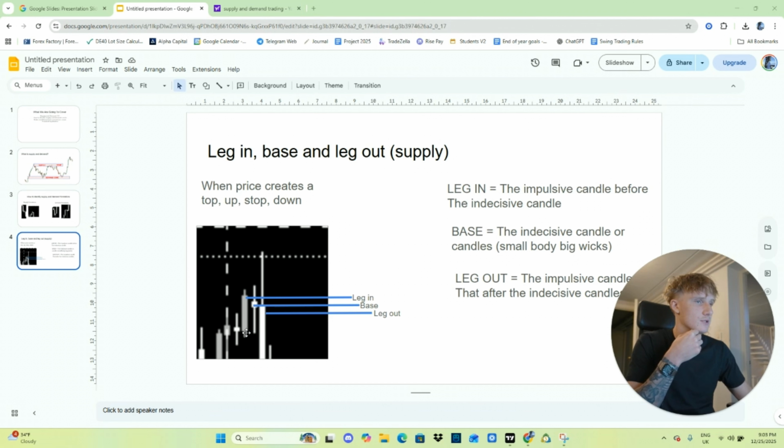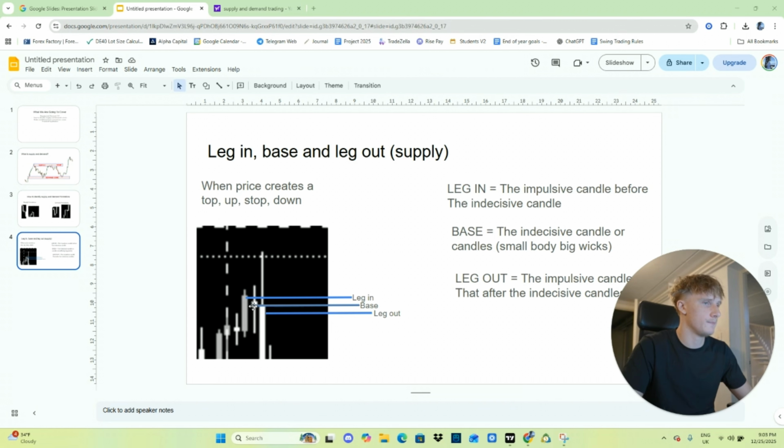Or in even simpler terms, it's just the impulsive candle before the indecisive candle or candles. Okay, so we can see that here, this is our leg in. Why? Because it's impulsive, and then after that, we see an indecisive candle. Cool. Then we have the base.